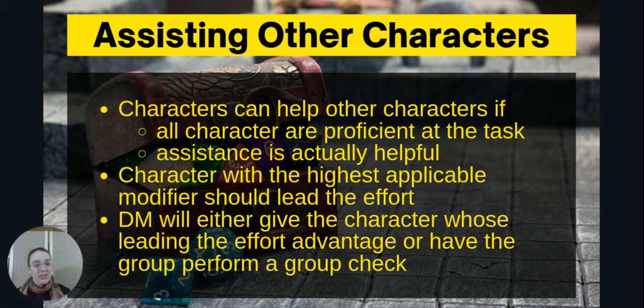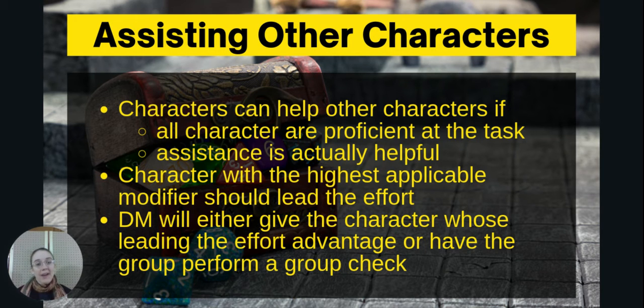How it works is the character with the highest applicable modifier should lead the effort. In other words, they should be the one choosing to do the task with everybody else helping them. Therefore, they will be the one who rolls the dice and they will get any modifiers. Or usually what will happen is that the dungeon master will give them advantage, which means they'll get to roll 2 d20s and take the higher result.